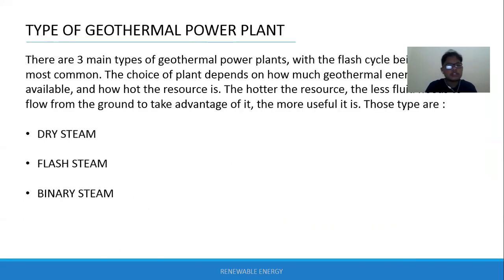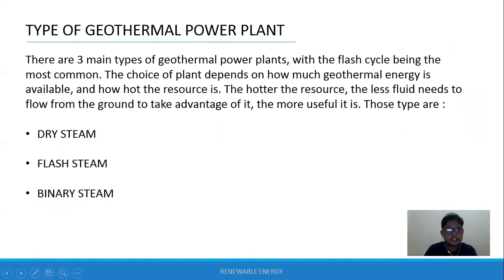So, the types of geothermal power plant. There are three main types of geothermal power plant, with the flash cycle being the most common. The choice of power plant depends on how much geothermal energy is available and how hot the resource is. Those types are: the first is dry steam, the second is flash steam, the last is binary steam.